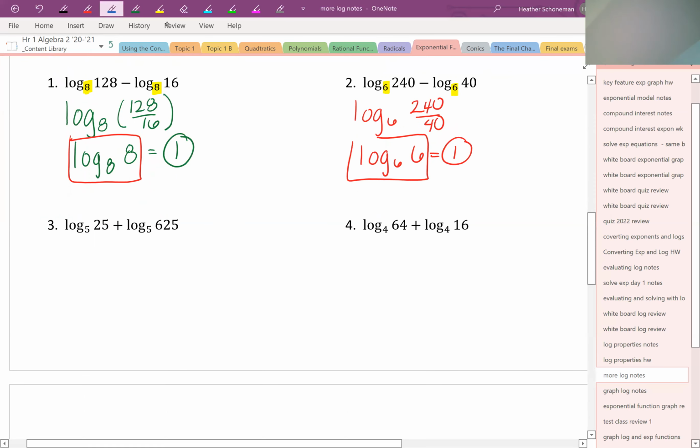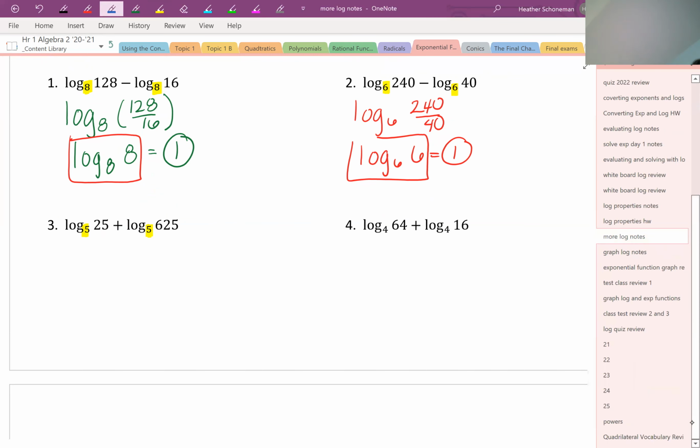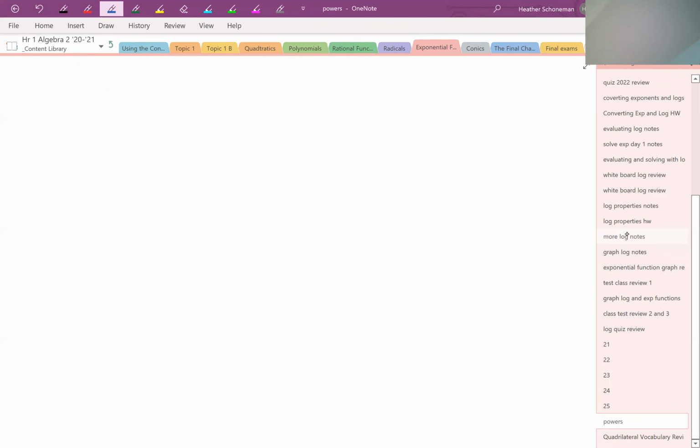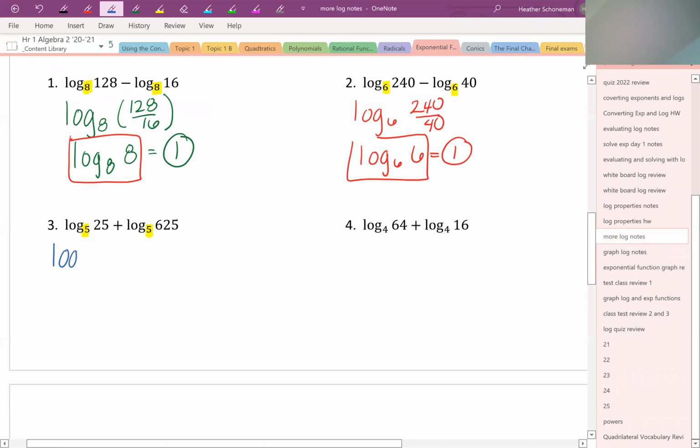Now this one, I'm trying to get them to bases of 5s. And if I look at my powers chart, I can write both of these as powers of 5. Let's look at it. 25 we know is 5 squared. That's easy. And then here we go. 5 to the 4th is 625. So we can do that. So I'm going to rewrite this as log base 5 of 5 squared plus log base 5 of 5 to the 4th. Okay, now because of this plus, I know I can rewrite it as multiplication.